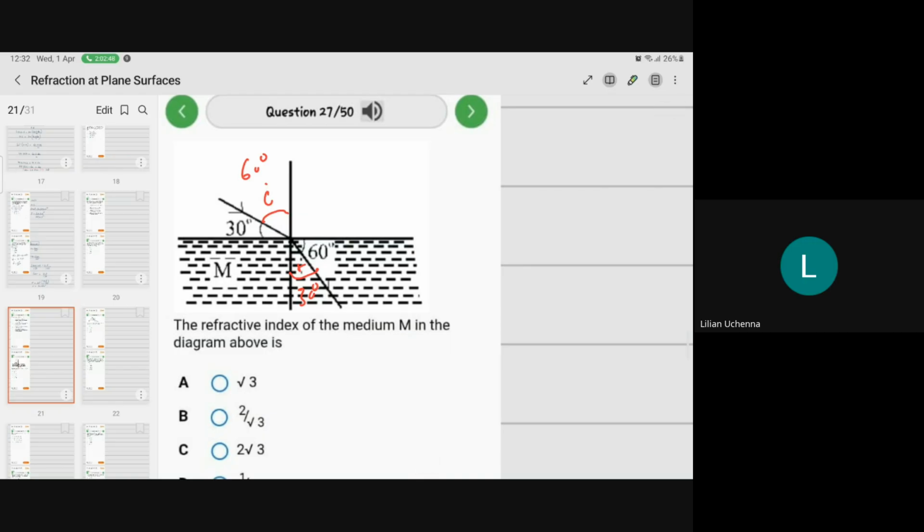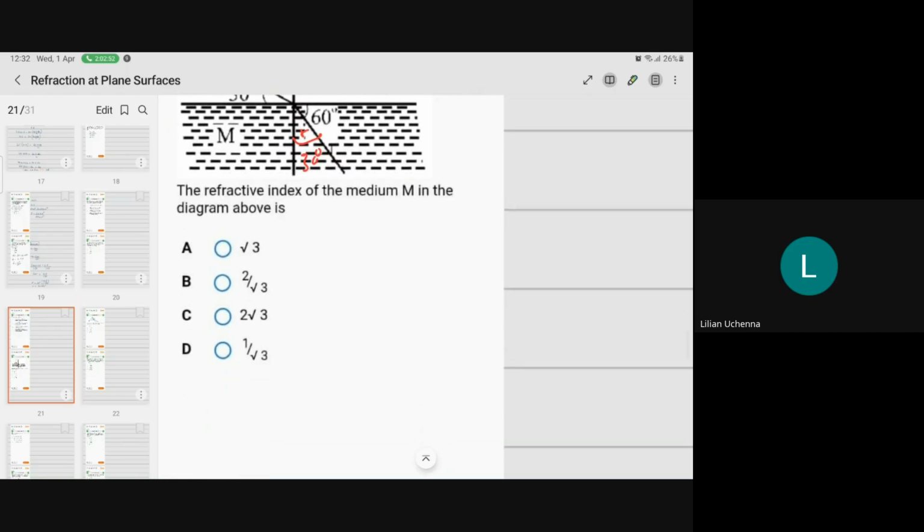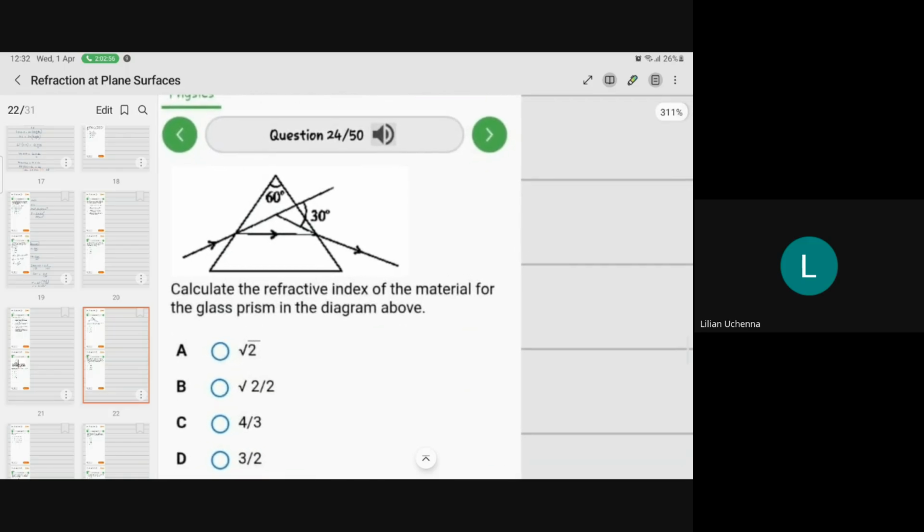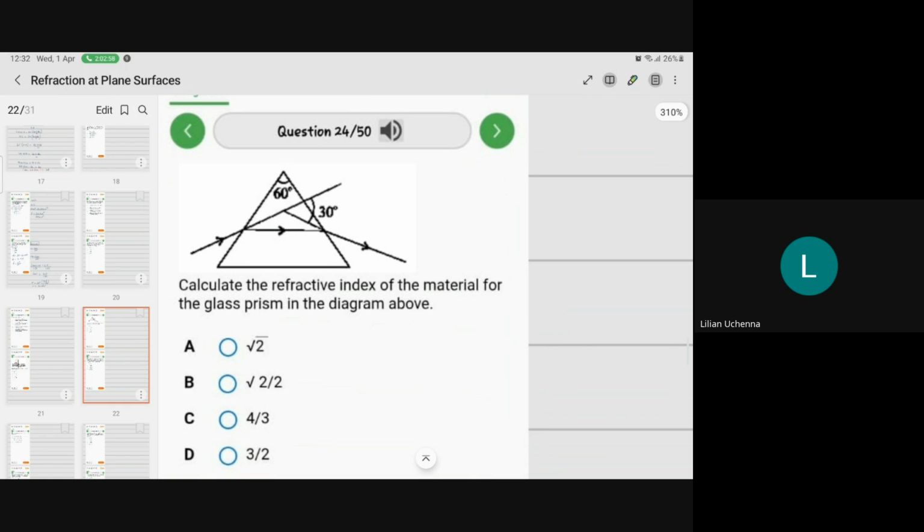Good. So there's something they did there just to confuse you. All right. Now the next one says calculate the refractive index of the material of the glass prism in the diagram above. You're looking for n, right? So remember the formula here. From here to here, this very angle is your deviation D. Is that okay? This is your A, this is the angle.